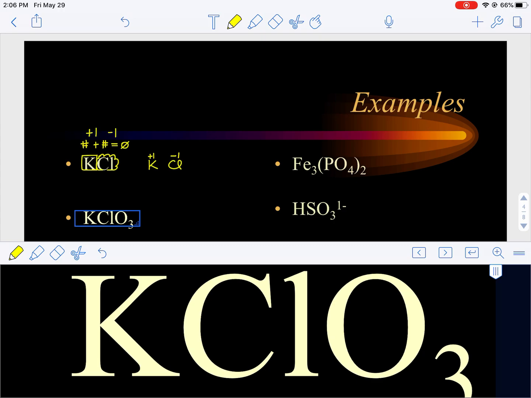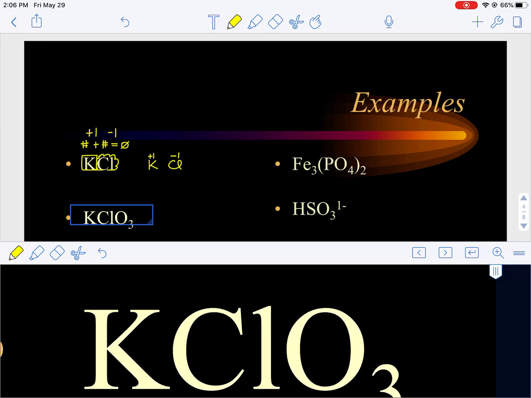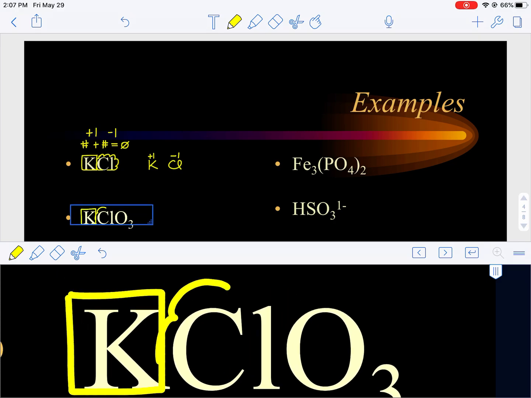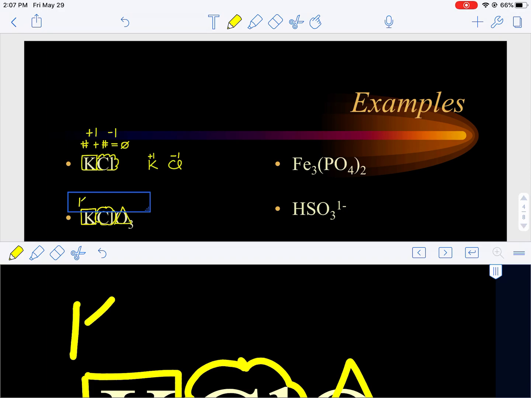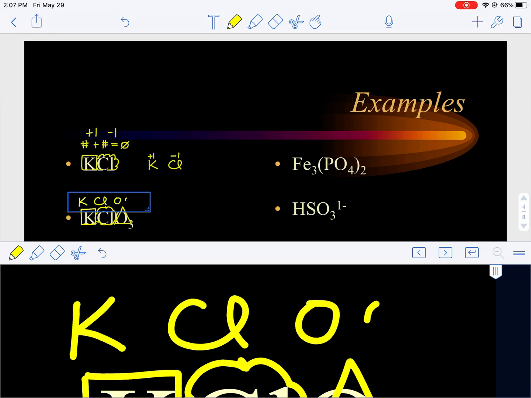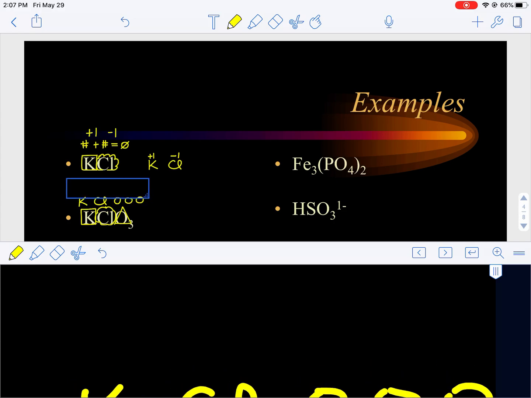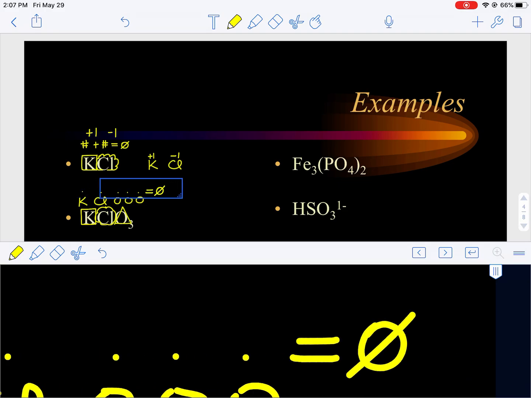All right. Example number 2, potassium chlorate, KClO3. This time I have 3 elements. I have K, Cl, and O 3 times. For some of you, it may be helpful to write them all out. What I do know is that this is a compound. So when I have these numbers, the number for K, Cl, and the 3 O's all together, those numbers are going to sum out to equal 0.